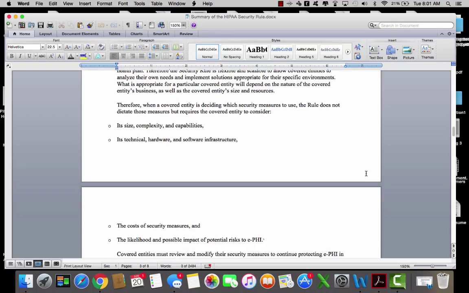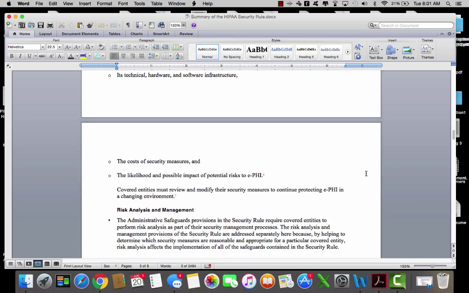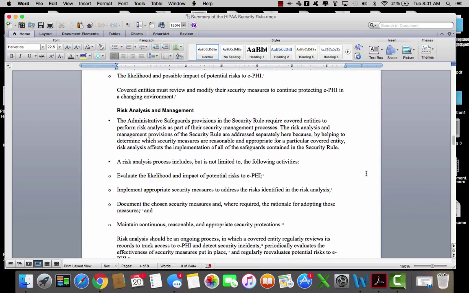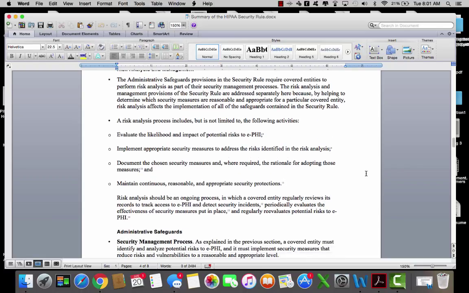So the first action that they asked people to do was to do a risk analysis and figure out where their risks were. Figure out where things are potentially going to go awry, and then make a determination on how to create reasonable security protections.